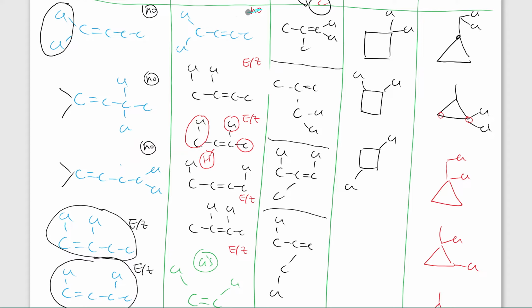This one should be a cis and trans isomer because this is a hydrogen and this is a hydrogen. So the 2 hydrogens can be on the same side or on opposite sides. So this is an E and Z isomer as well. Sorry, that's just a really silly mistake. Question, Ikra.